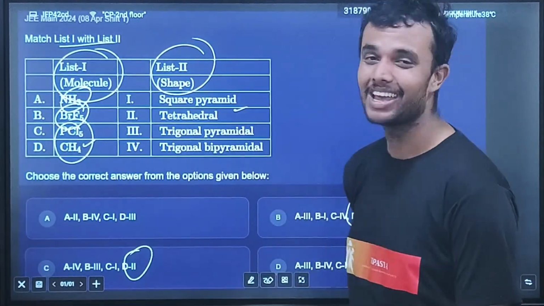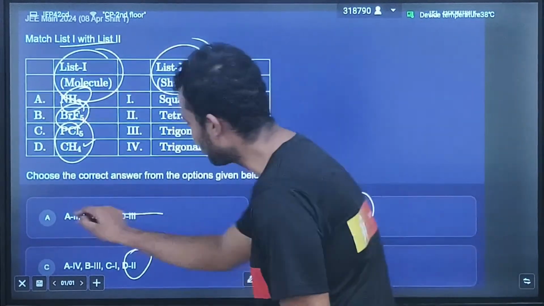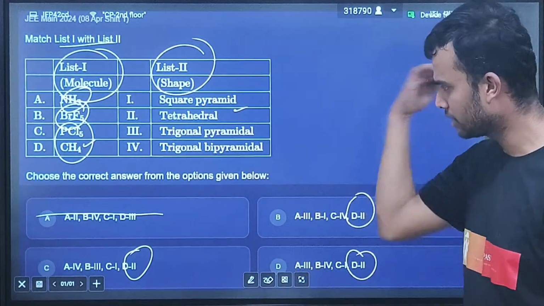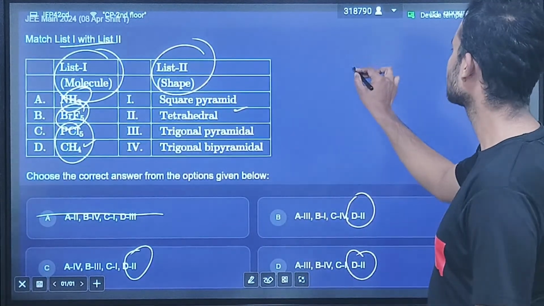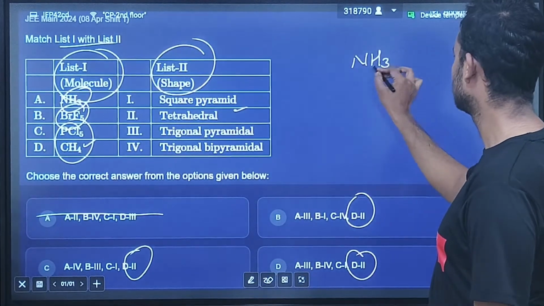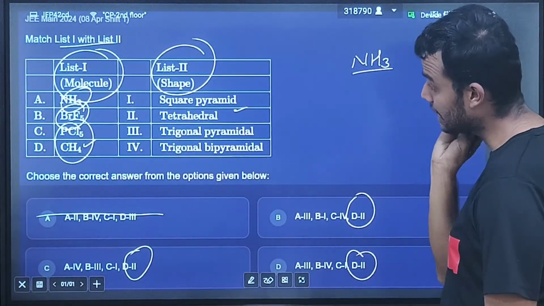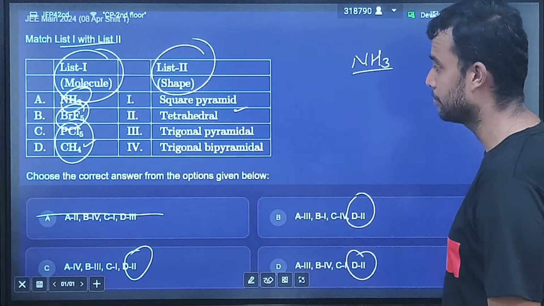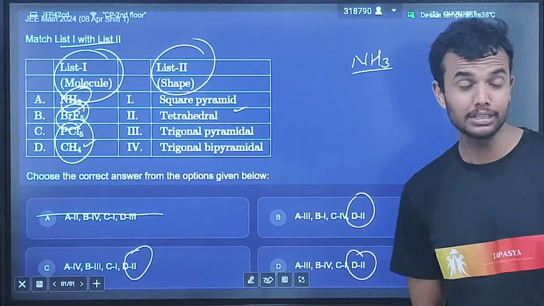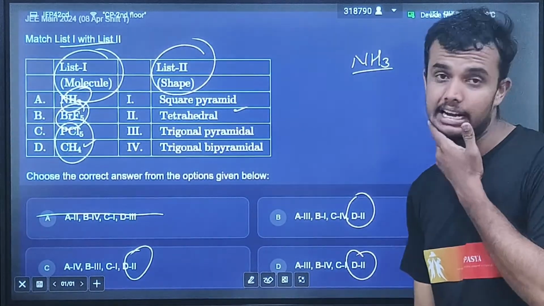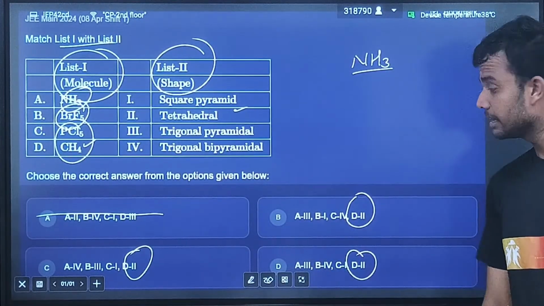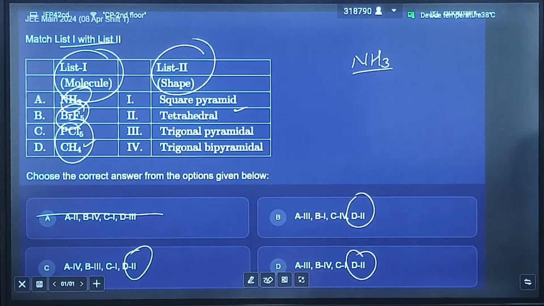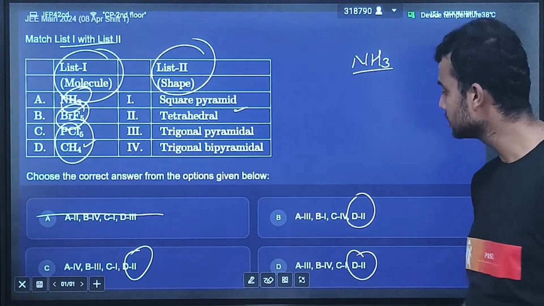Look here, all the options contain 2. Then remove this option, my dear students. Okay, solve it on your own, you can get the answer. Ammonia. They ask the shape, guys. The geometry of ammonia is tetrahedral, but that is not the shape. They are asking shape. Shape is different, geometry is different. Let me know the answer first.